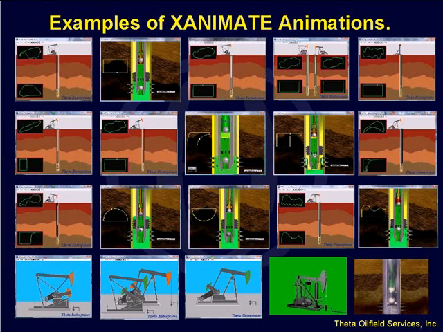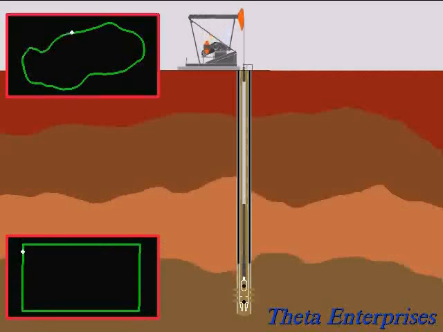Or you might want to see how the whole system works. This shows a whole system animation. It shows both the surface and downhole dynamometer card simultaneously, and it shows the whole system. It's kind of loud, so let me lower the volume here.